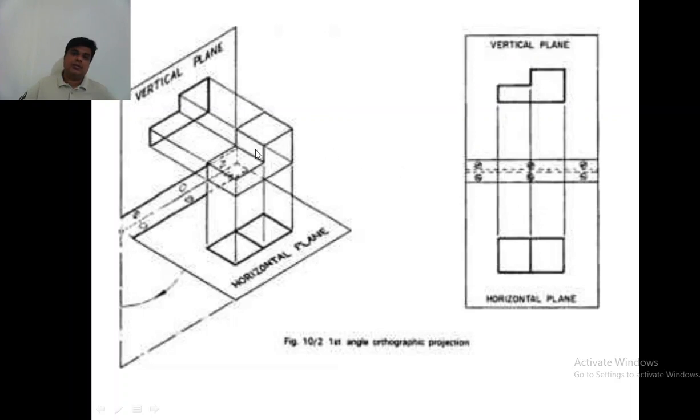Orthographic projection means the projector lines are perpendicular, orthogonal, to the plane of projection, and the vertical plane and horizontal plane are perpendicular to each other, connected by the line of intersection. But anyway, just understand this. While drawing, you will practice how to draw the planes and the intersection line.